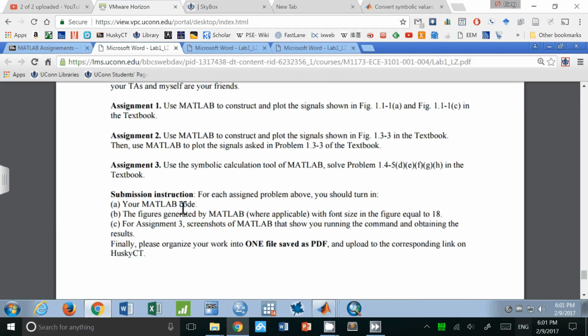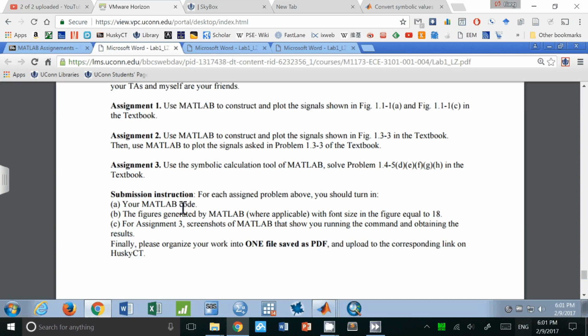Now, as far as submission is concerned, I will need you to turn in the following and organize all these items into a single PDF file. I will need your MATLAB code for each of the assignments, every one of them. And I will need the figures generated by MATLAB, especially for assignment number 1 and assignment number 2. You'll need to construct the signal and plot them, so I'll need to see the figures.